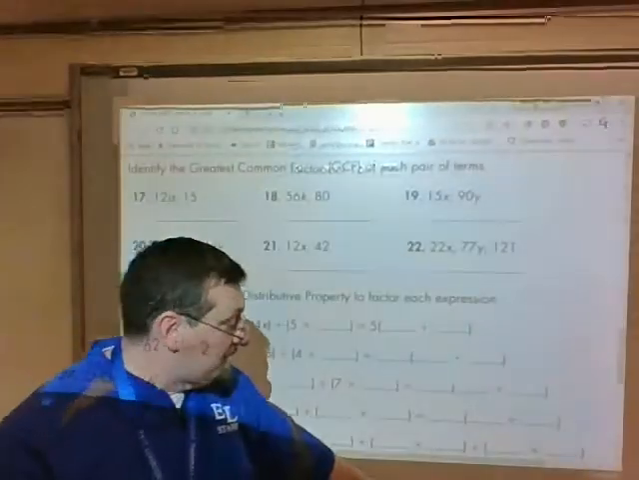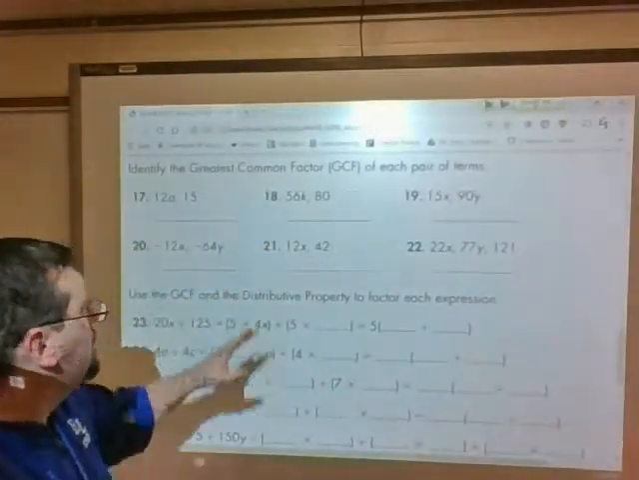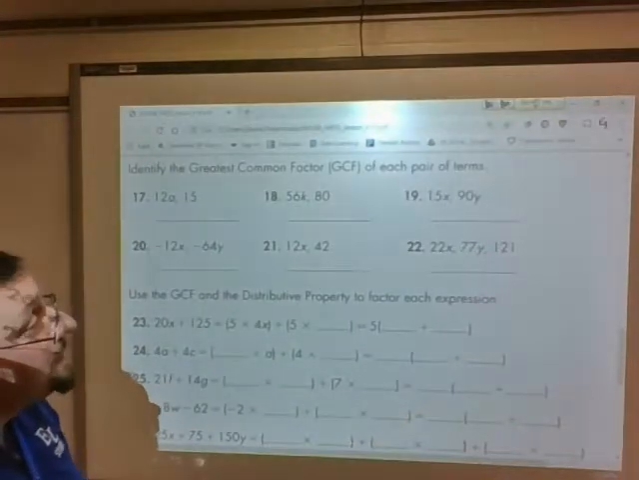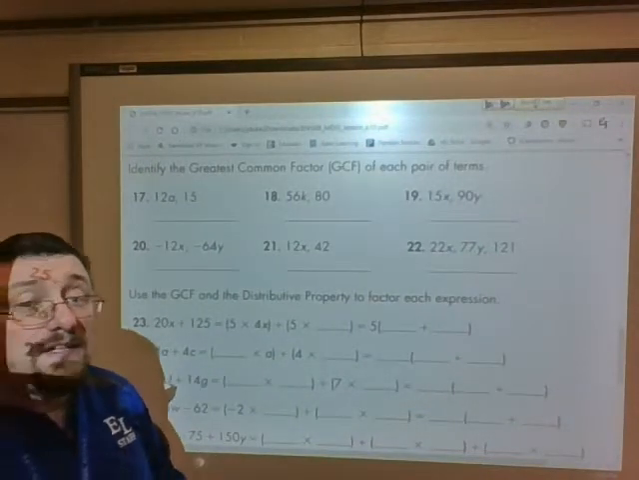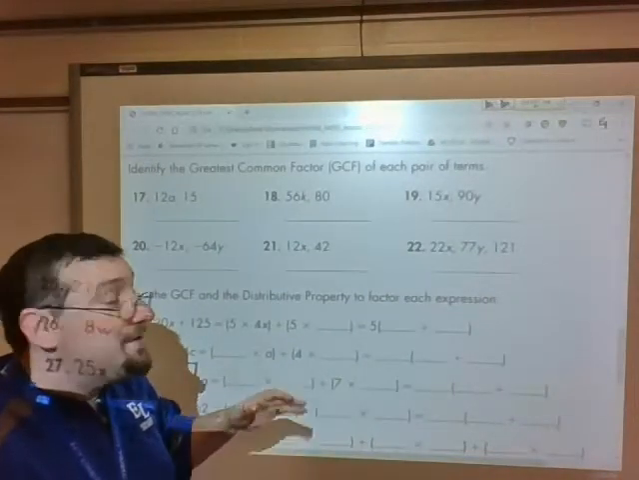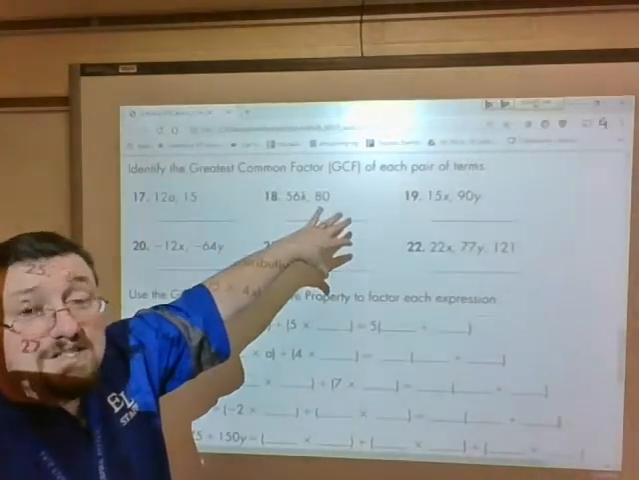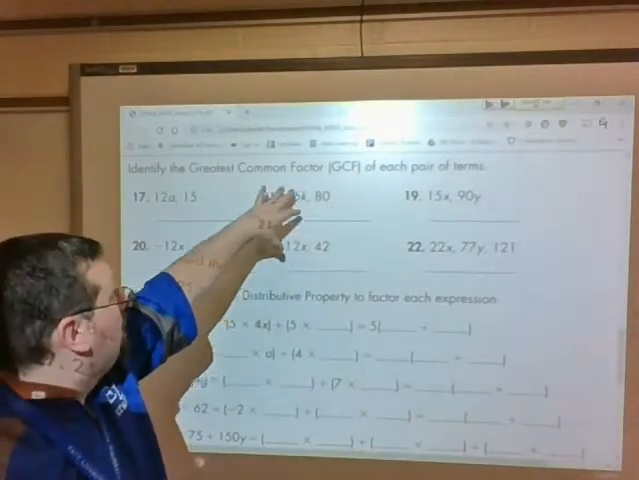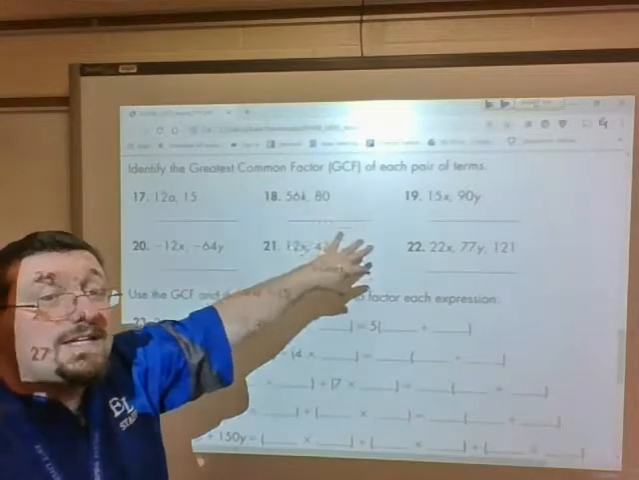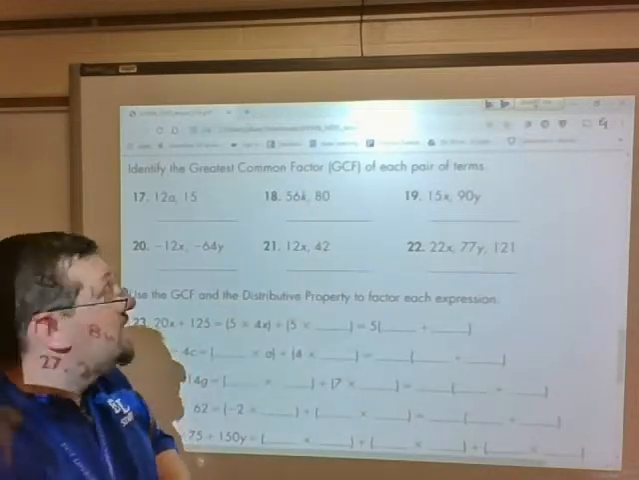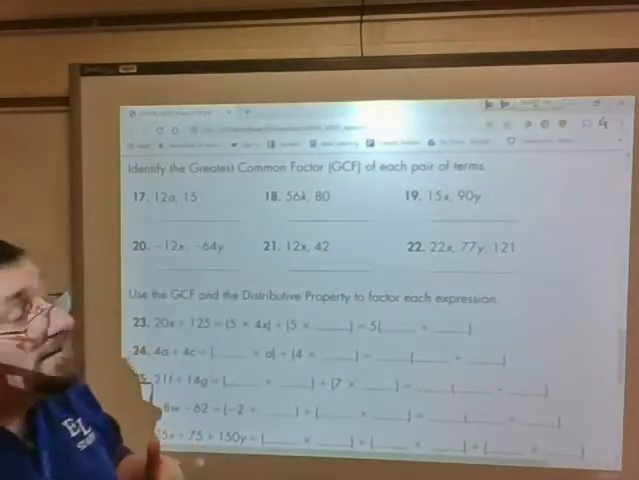Skipping the third section of questions and going straight into page 2, 17 through 22. I want to take a look at a couple of these. Let me get back in camera here to show you how GCFs work. We're finding the greatest common factor of each pair of terms. I'm going to start with 17 here. I've got 12a and 15.